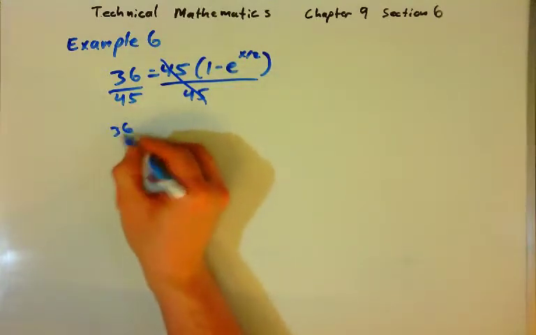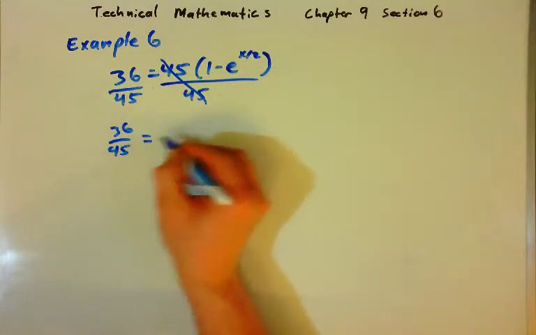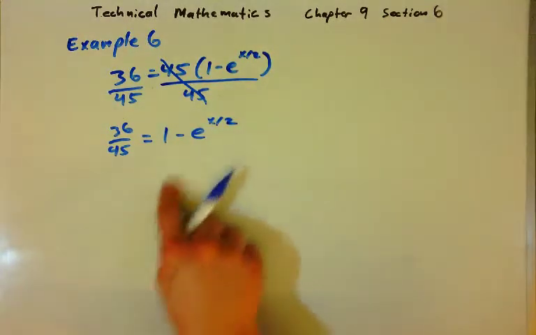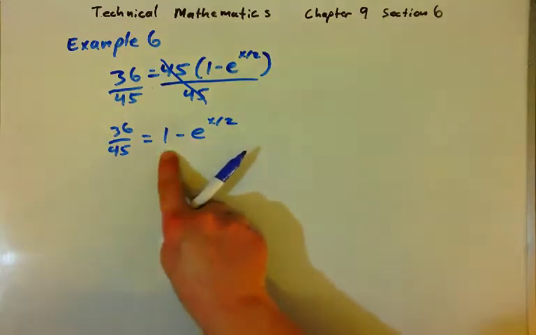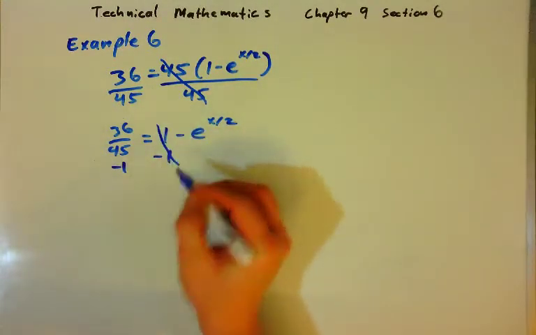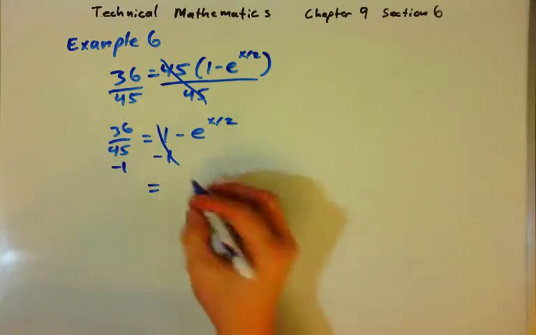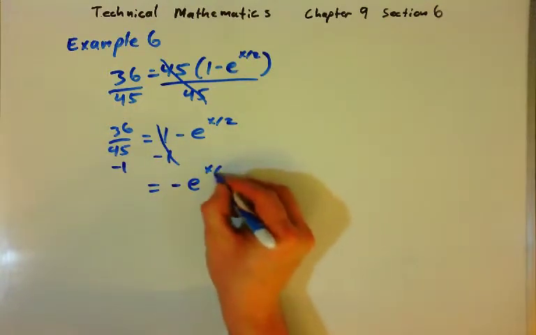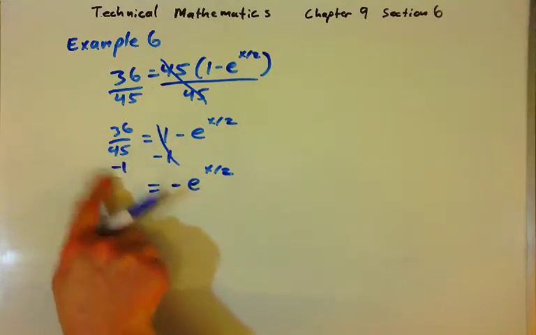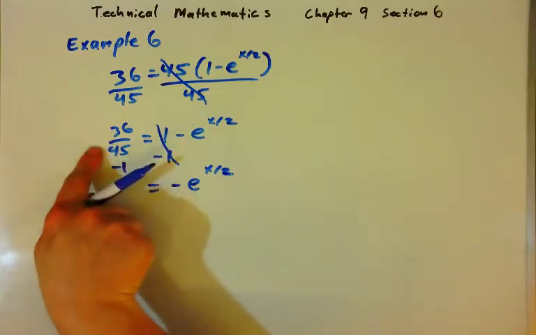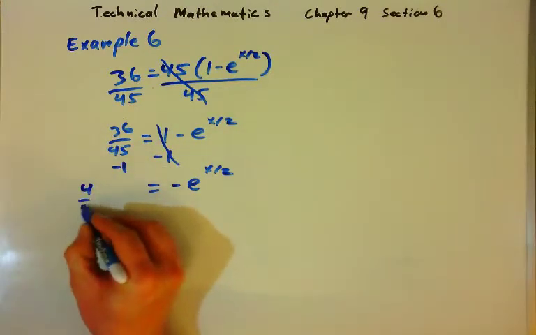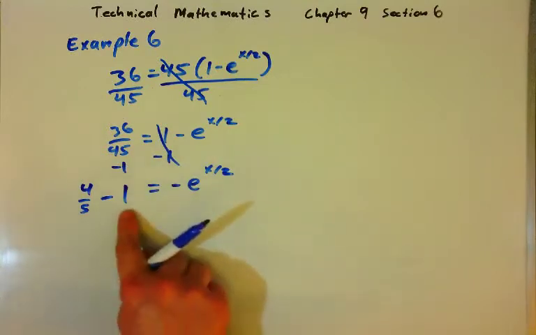These will cancel. You get 36 over 45 is equal to 1 minus e to the x over 2 power. And now I want to get rid of the 1, and so I'm going to subtract 1 from both sides so that these will cancel. And over here I'm going to be left with negative e to the x over 2 power. Over here, I'm going to have this fraction minus 1. This fraction reduces. These are both divisible by 9. This is 4/5. So I'm going to write this as 4/5 minus 1.